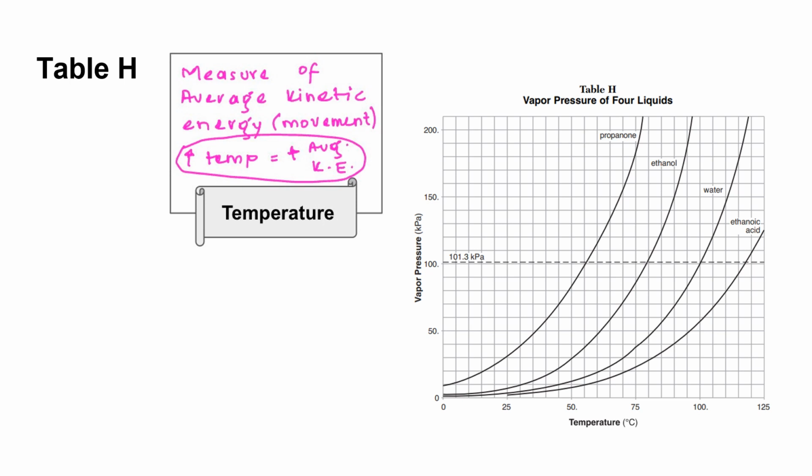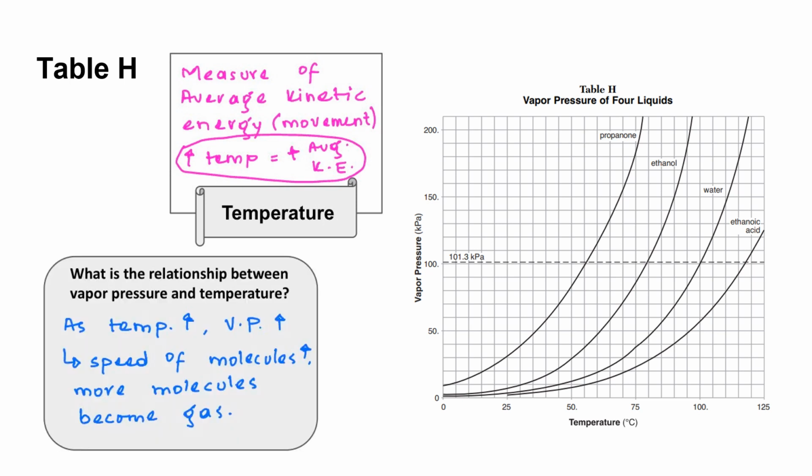So what is the relationship that you notice here between vapor pressure and temperature? As you see, all of the curves are going upward. That indicates the direct relationship between your vapor pressure and temperature, which means as temperature increases, vapor pressure also increases. So what does that mean in simpler words? It means that because temperature is defined as your average kinetic energy and the movement, when temperature is increasing, the speed of molecules is also increasing. The molecules are now moving very, very fast.